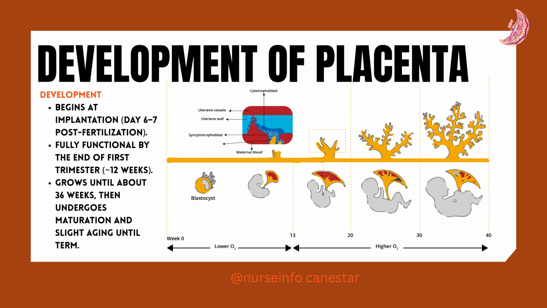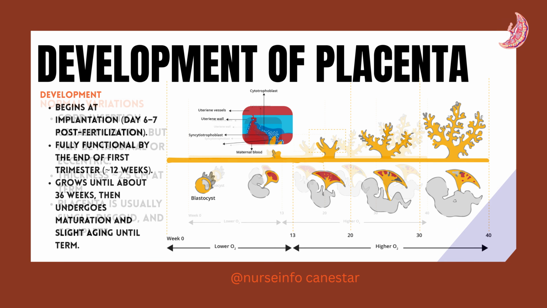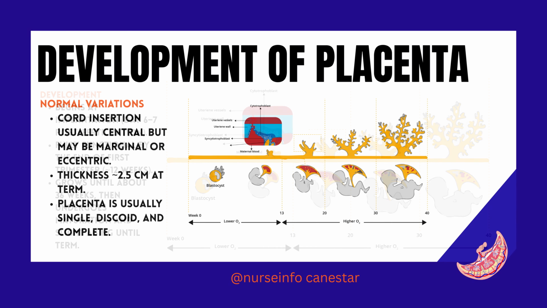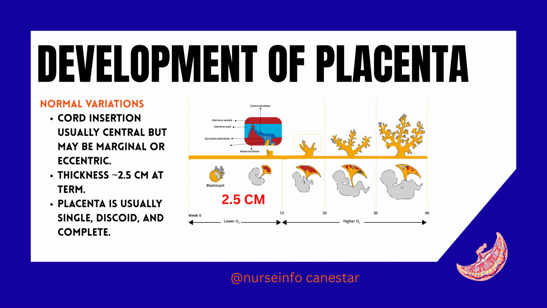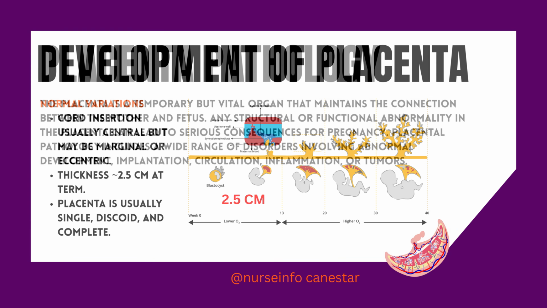Development. Begins at implantation, day 6-7 post-fertilization. Fully functional by the end of first trimester, 12 weeks. Grows until about 36 weeks, then undergoes maturation and slight aging until term.